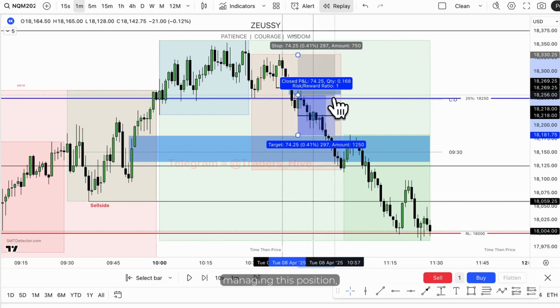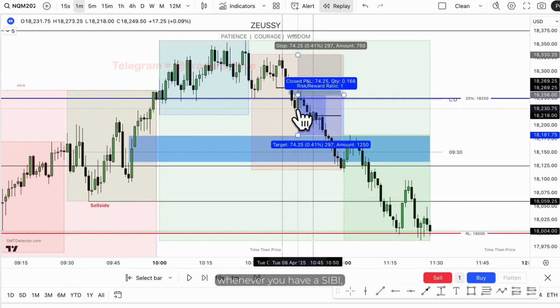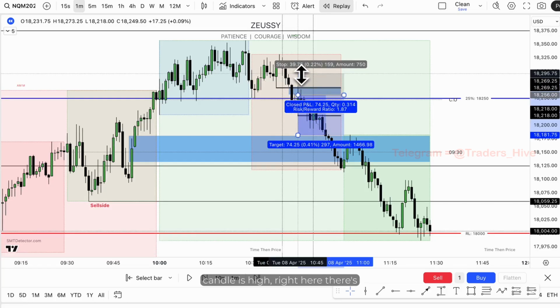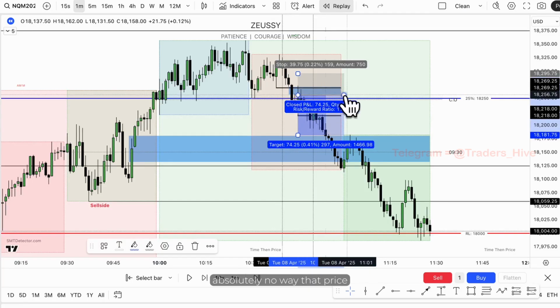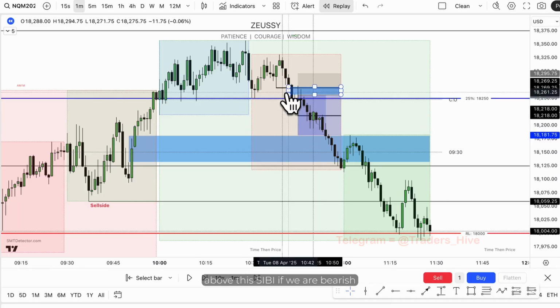Now, when it comes to managing this position, what I would like you to understand is that when we refer back to the trade management of the entry patterns, as I've taught you throughout the previous lecture of this series, whenever you have a CB, the stop can be placed above the first candle's high, which sets up the creation of the CB. So this candle's high right here. There's absolutely no way that price should get towards that level if we are affecting the sell program. Why? Because look to the left, you have that previous 10-minute cycle low, which should function as resistance, and there's no way that price would displace above this CB if we are bearish. Therefore, you must look at this as, okay, this is indeed a crucial CB.